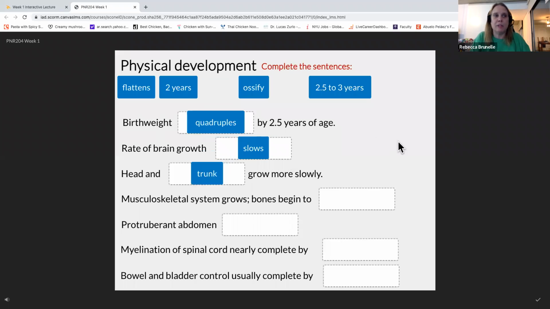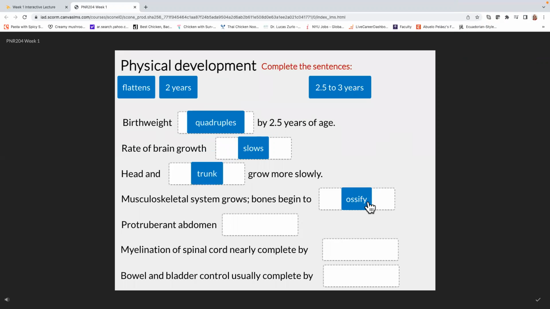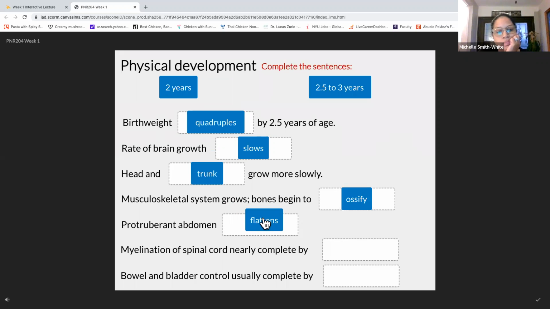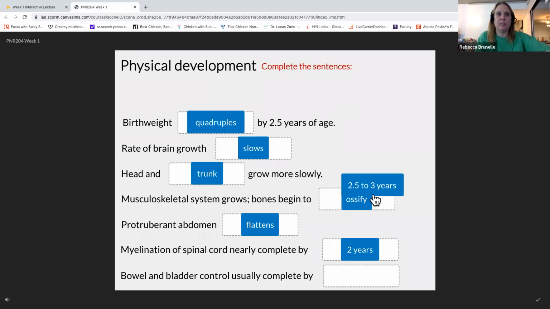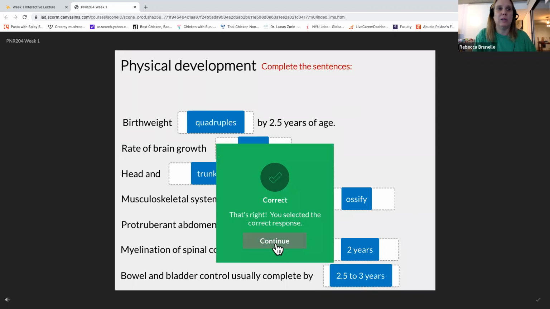So in the musculoskeletal system, bones begin to ossify. They ossify. And the protuberant abdomen, that's the big abdomen, you got like the big belly, something happens over time. What happens? Flattens. It flattens. So myelination of the spinal cord is complete by what age? Two years. It's 2, yeah. And then bowel and bladder is usually complete by 2.5 to 3. In this time range, you should expect your kid to be potty trained. Good job.